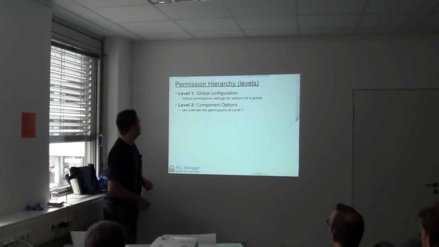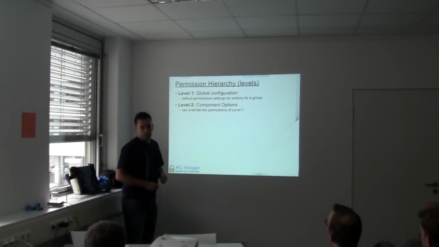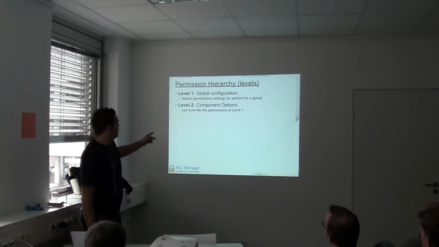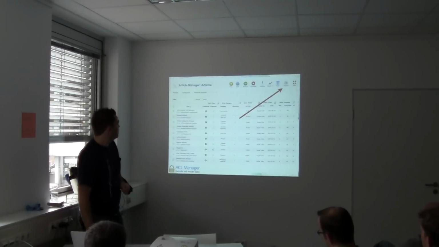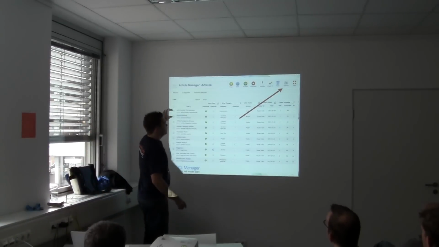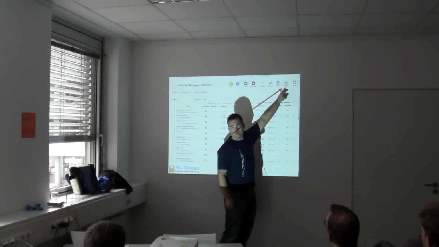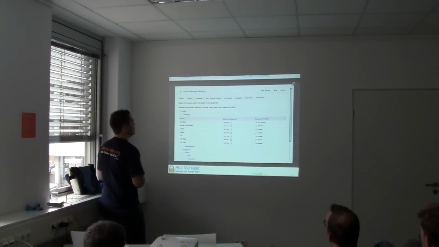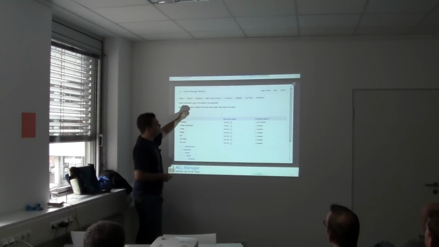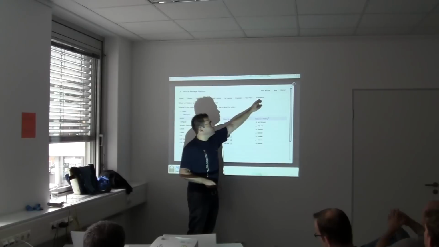That's the component options. You will use the create action, for example. You can find the component options for each component. When you go, for example, to the article manager, you have the options button on the top right. When you click on that, you get the options of that component. Again, many options, of course, but one of the tabs is the permissions.